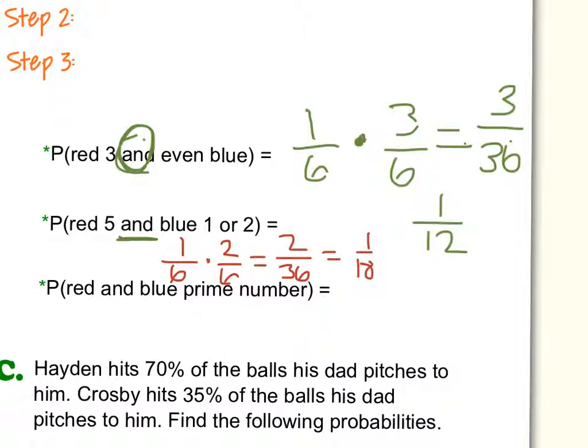Then we go down to the third one. We want to find the probability of red and blue prime number. Well, the probability that we roll the red die and anything comes up is 6 out of 6 times a prime number. Well, prime numbers, again, are numbers that are divisible by 1 and itself, and we say 2, 3, and 5 are prime numbers, so that's 3 out of 6 or 1/2. So really we're doing 1 times 1/2, which is 1/2.